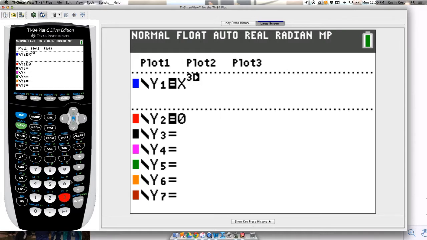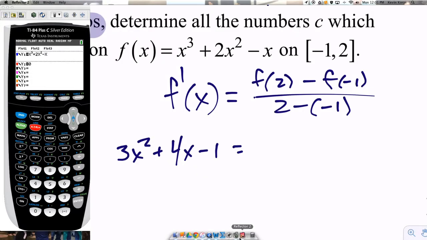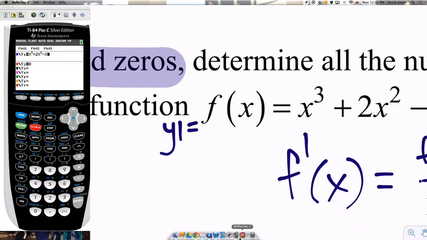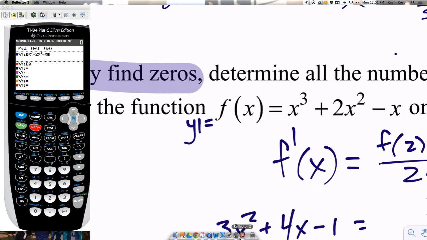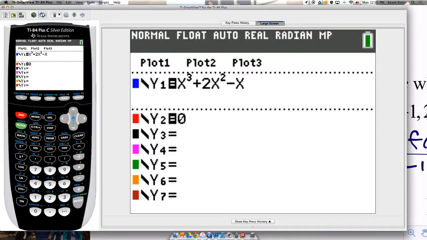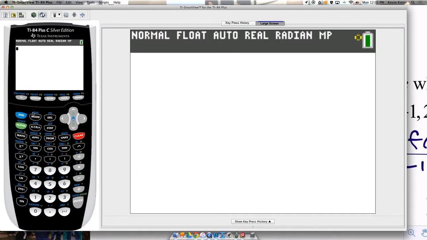So in y1, I'm putting x cubed plus 2x squared minus x. Okay, now here's the important thing. When you call it y1 in your calculator, it's not a bad idea to come here on your paper and label it as y1. Because you're going to have lots of things entered in y1, y2, y3. All right, so now that you have it in y1, and you double check that you got it in there correctly, mine looks good. Now you can go to the home screen, and you could just put your difference quotient.